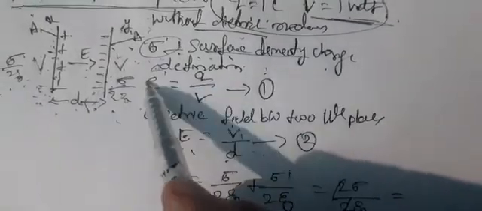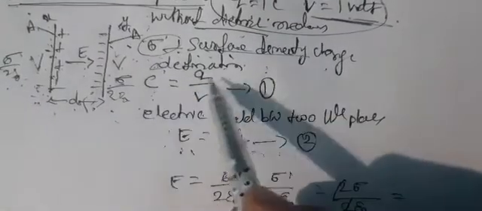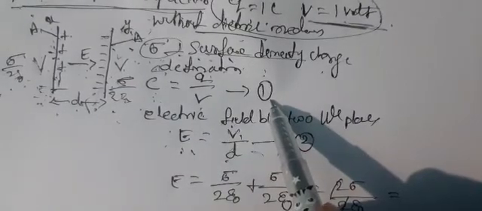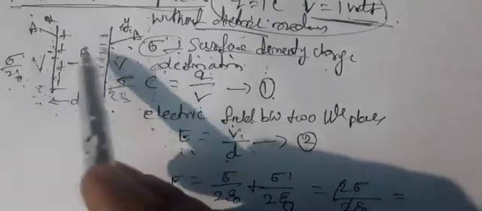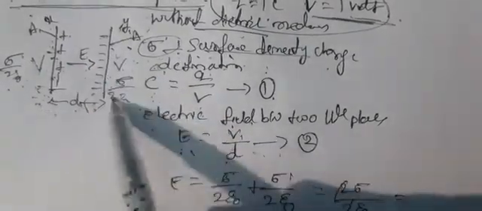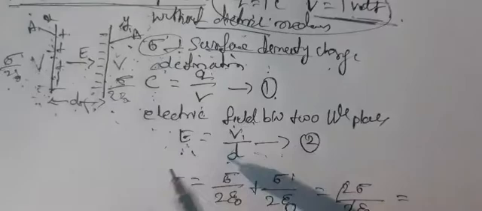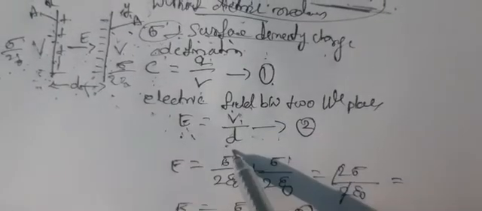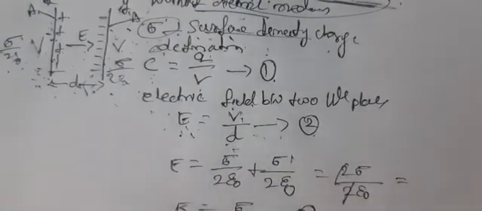First, by using the basic definition of capacitance of a capacitor, C is equal to Q by V. That is called equation number 1. The electric field between the two parallel metal plates is E equal to V by d. That is called equation number 2.